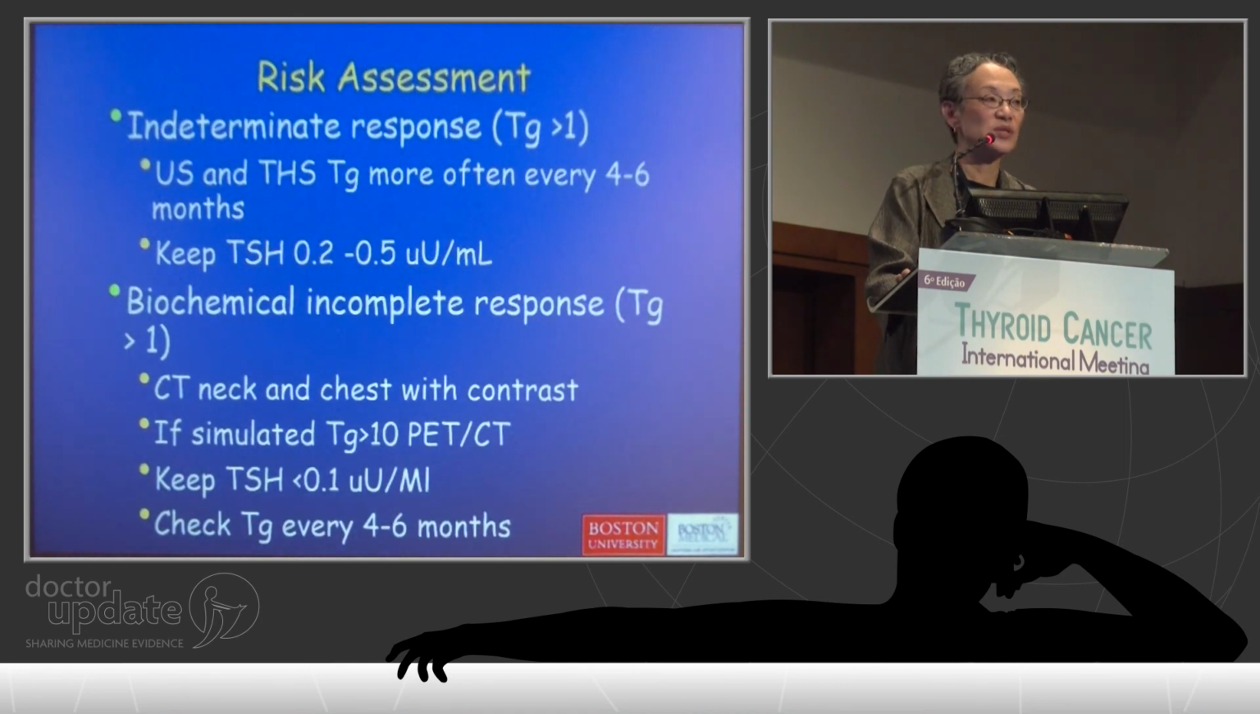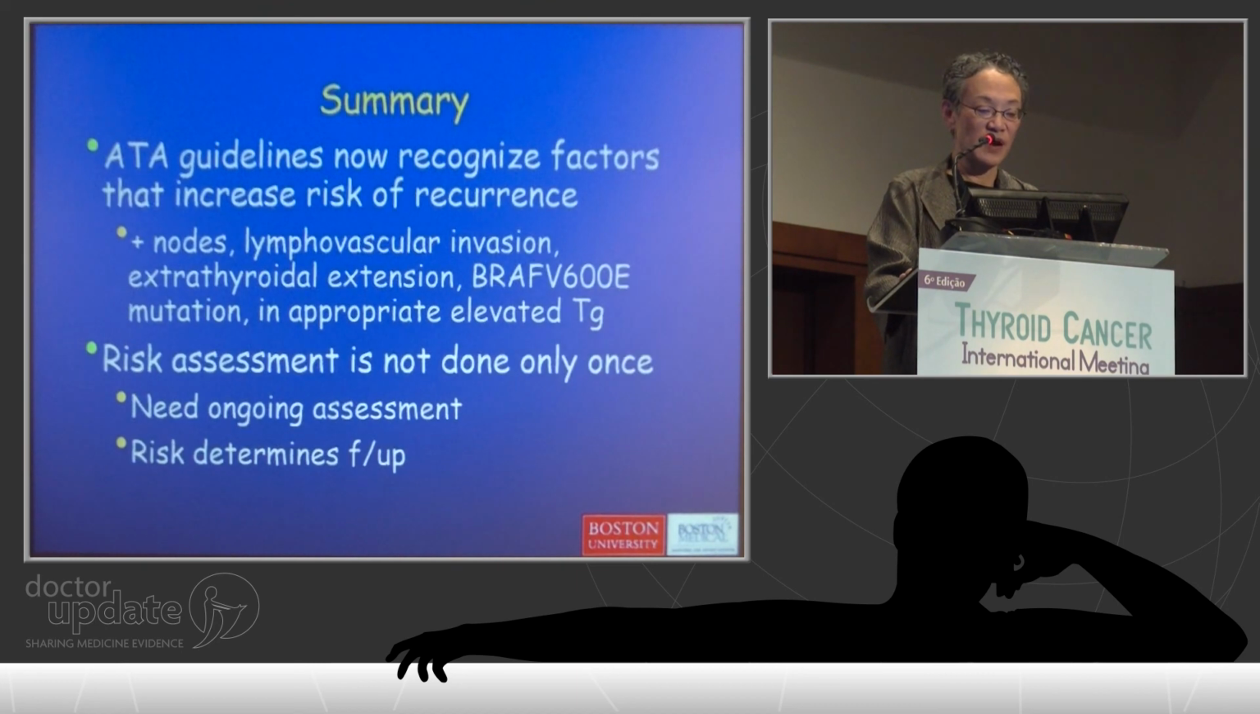On the other hand, when she progressed and her TG was greater than 1, we will do the ultrasound and the thyroid hormone suppressed TG more often, perhaps every 4 to 6 months, and we're going to keep her TSH lower. And then finally, when she became a biochemical incomplete response, we're going to do more. Then we're going to do a CT scan of the neck and chest. If her stimulated TG was higher than 10, I would do a PET CT, and then I would keep her TSH below 0.1, and would follow her probably every 4 to 5 months.